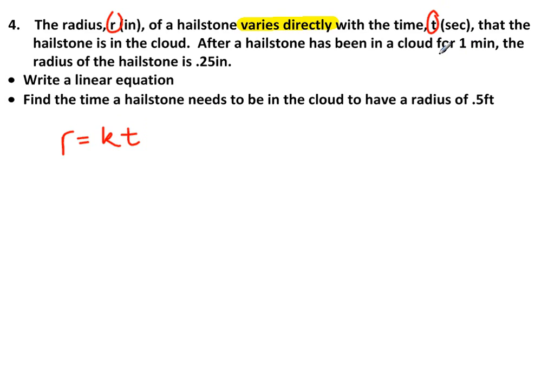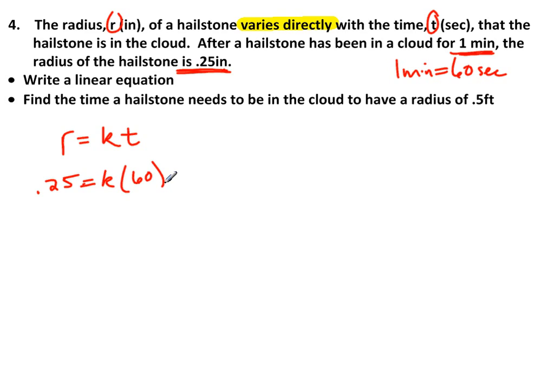They tell me that when it's been in the cloud for 1 minute, it has a radius of 0.25. All right, so I know my radius is 0.25 inches, matches with inches, so I can try 0.25 equals constant times t, my time, which says 1 minute. However, they tell me the time in my equation has to be in seconds. So I know 1 minute equals 60 seconds. So you have to be careful with the units. So I'm actually going to substitute a 60, not 1. And that's where most students make the mistake.